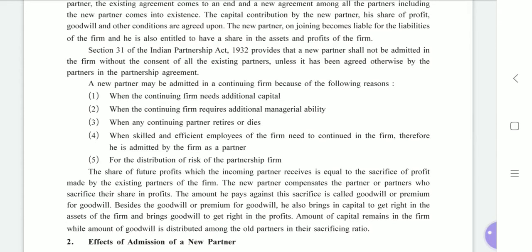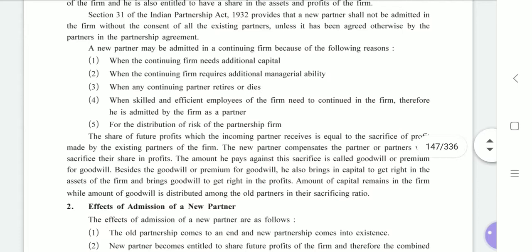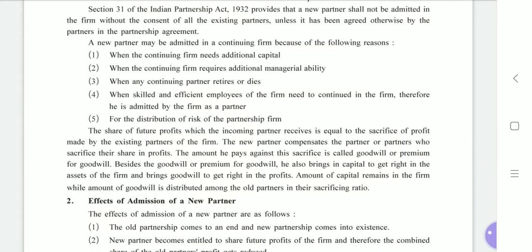When the continuing firm needs additional capital, what is capital? Capital is an investment made by the owner for commencement of its business. So necessarily, whenever a new partner is added in the firm, it is mandatory for the person to bring an amount of capital and also an amount of goodwill, which is a part of chapter 3.